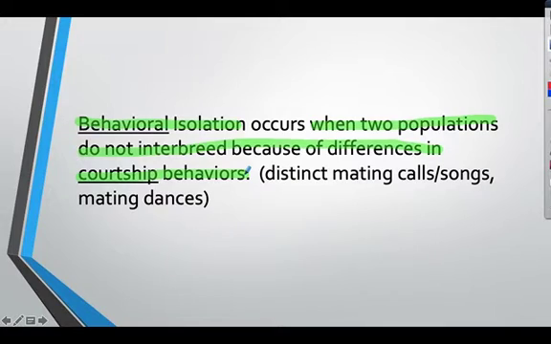pretty much it. I would suggest that you pay really close attention to the graphs that go along with stabilizing, directional, and disruptive. You'll need to know the definitions and the graphs for those. And don't forget to pay really close attention to those terms that have to do with natural selection. Remember, natural selection is a process. Variations are differences within the group. Adaptations are characteristics that help them survive. And then fitness is describing how well they survive within their environment.